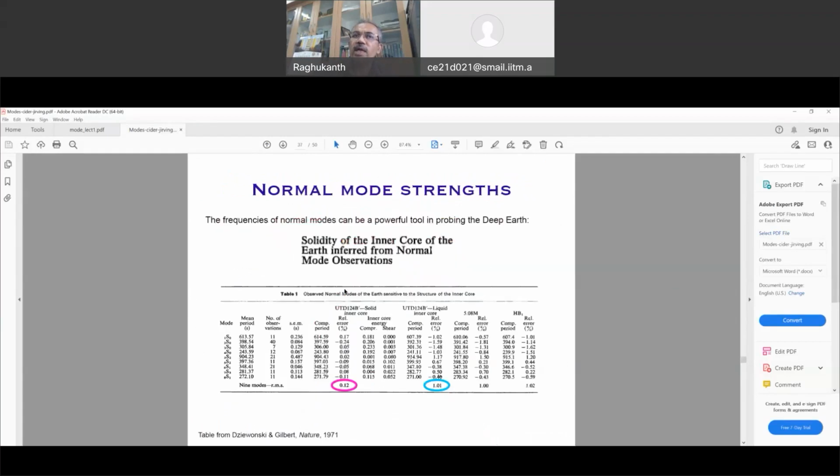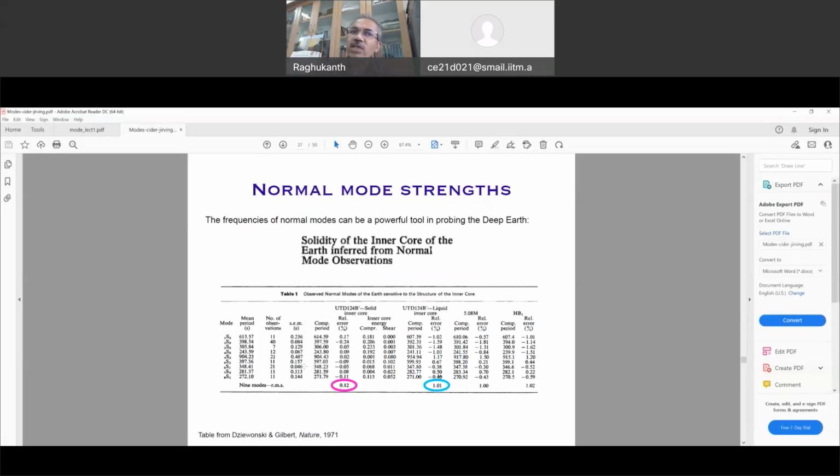And the most important thing is you can see here. So this is a famous paper by Jinsky and Gilbert, which has been published in Nature in the year of 1971. So what they have done is, I think Alaska earthquake or some earthquake, they recorded the data, and then they did the normal mode analysis, and they found out all the mode shapes, the natural frequencies, and all other things. And finally, they used a solid inner core and they used a liquid inner core also. They found out the natural frequencies, and then they computed the errors.